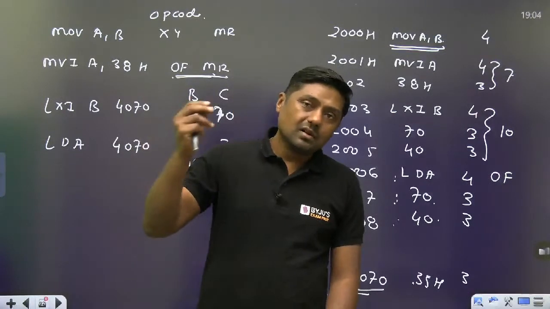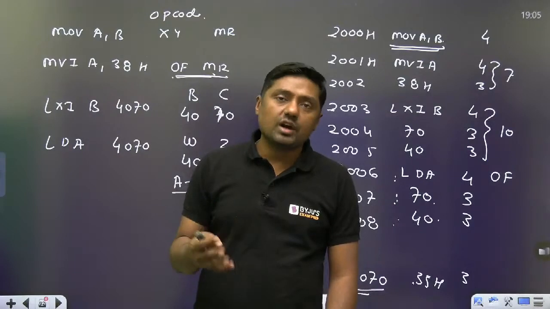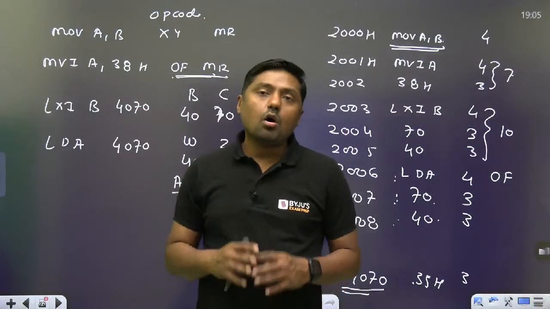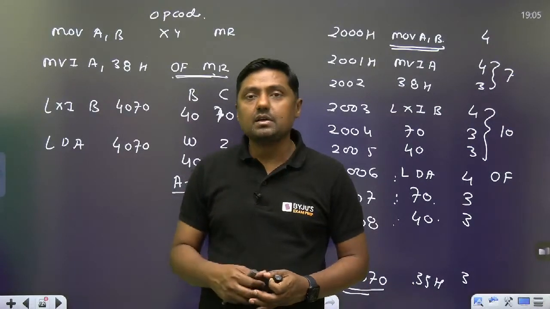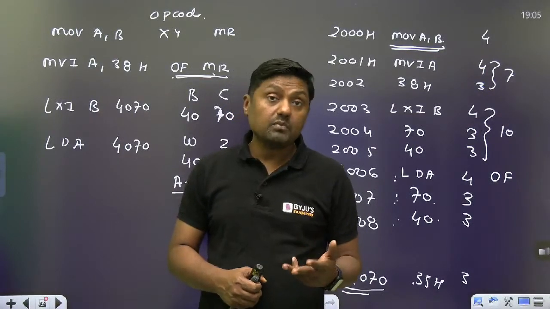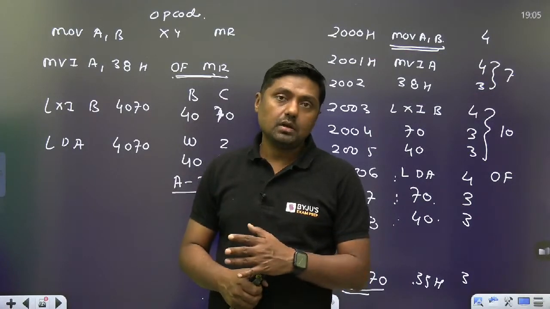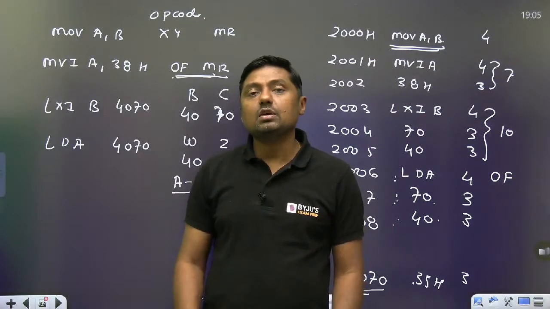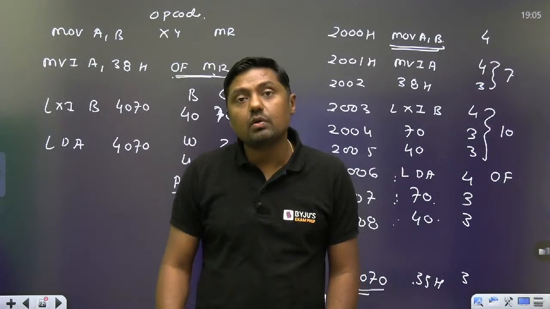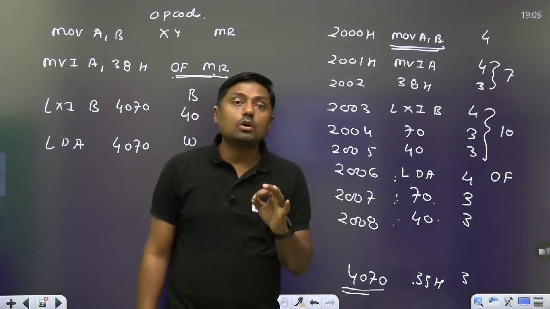No doubt, what is the maximum instruction length in the microprocessor? 3 bytes. Whether it is CALL, JMP, LDA, STA, LXI, all are 3-byte instructions. Maximum 3 bytes; there are 1-byte, 2-byte and 3-byte instructions. But machine cycle is not equivalent to byte. A 3-byte instruction may require 3 machine cycles, 4 machine cycles, or even 5 machine cycles. That is in CALL.